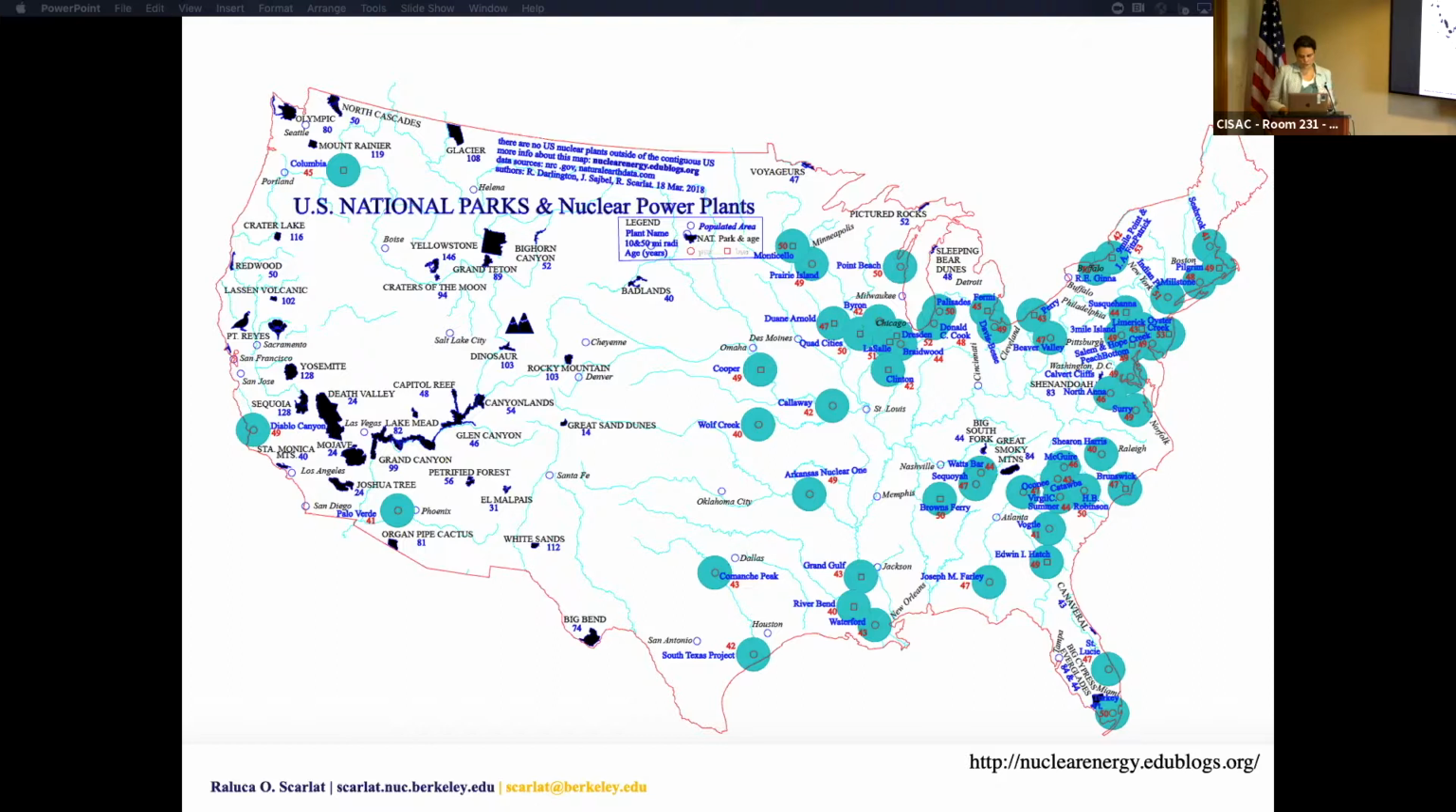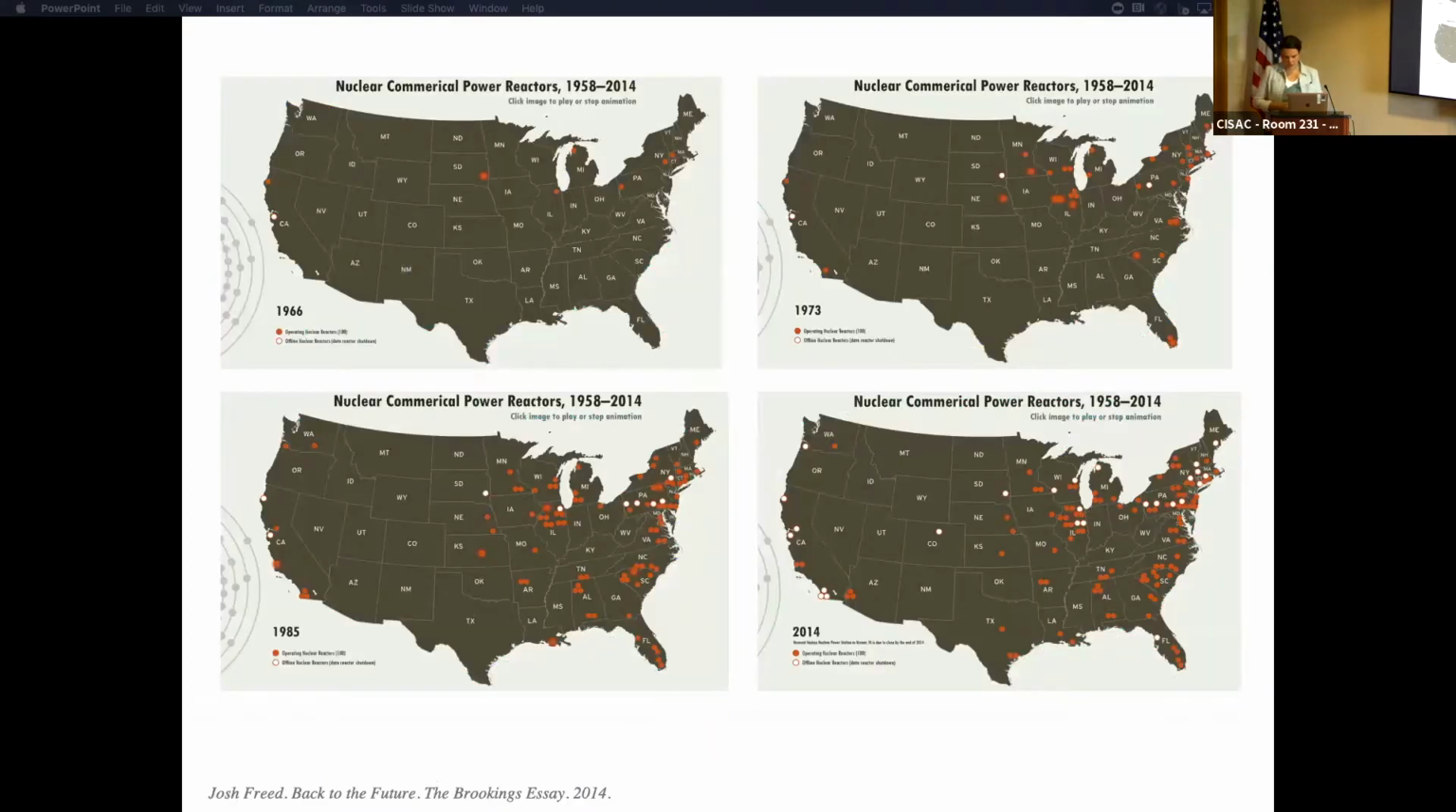So to show you again a bit the timeline of power plant construction in the US, this is 1966. The first few power plants were beginning to be built. By 1973, most of them had been built. Then by 1985, if you compare 1985 to 2014, there's really not much difference between these plants, except that some of them had decommissioned and closed down.